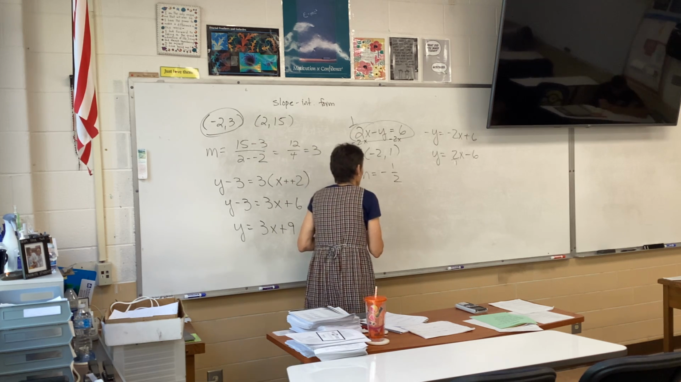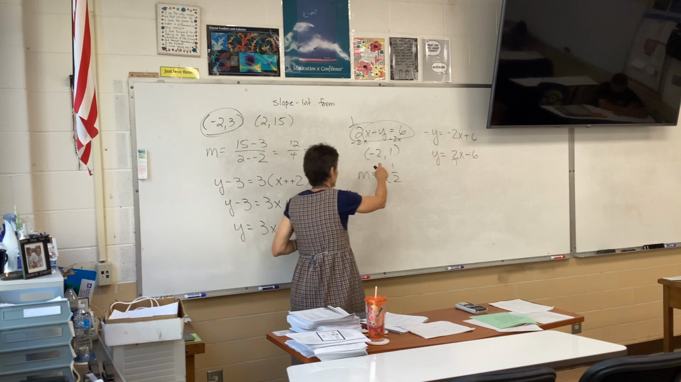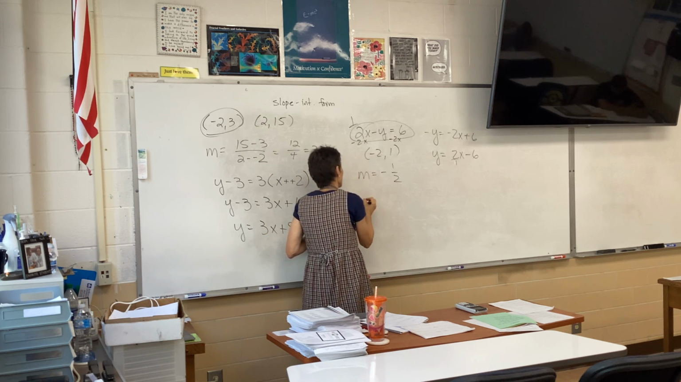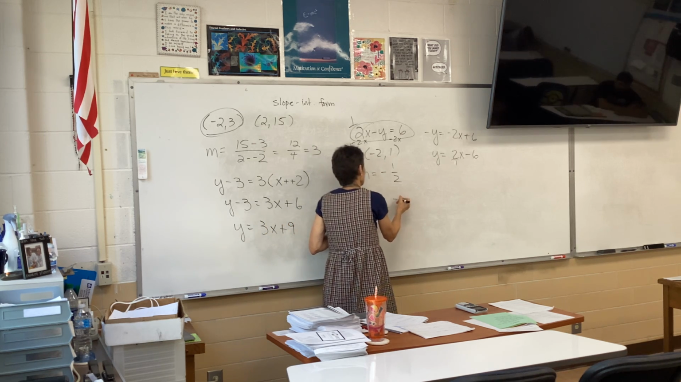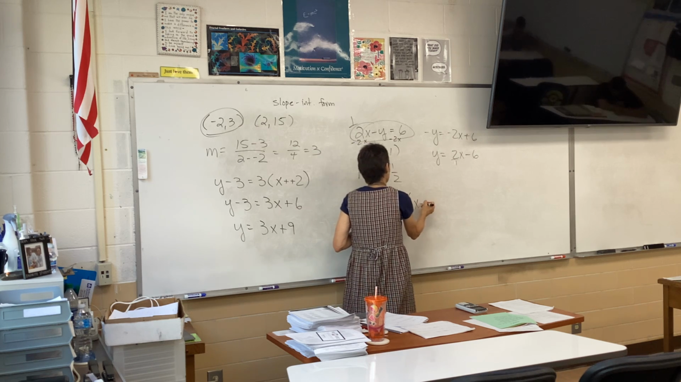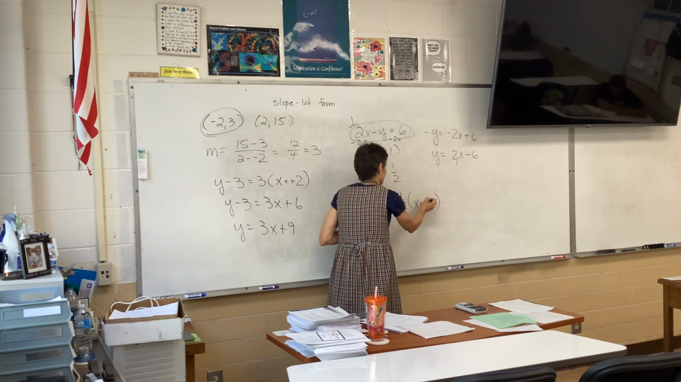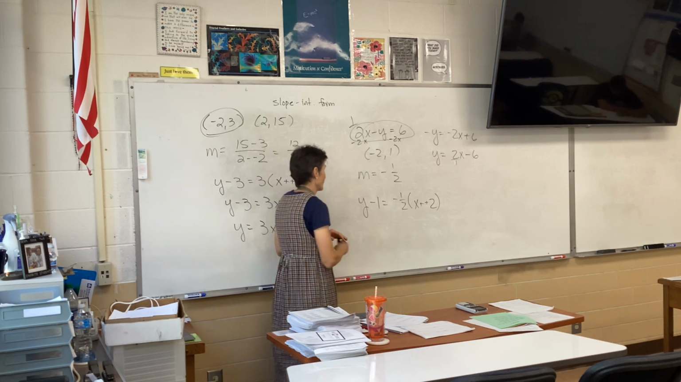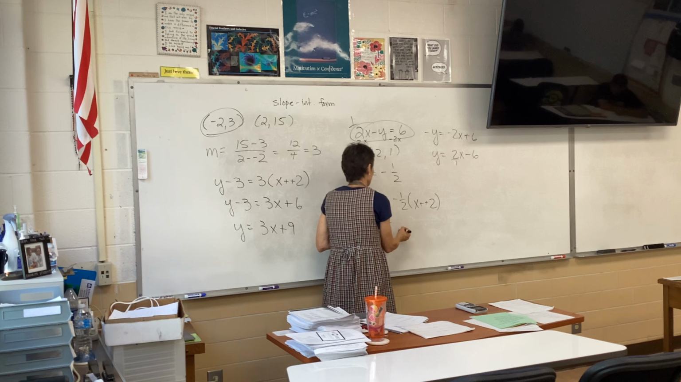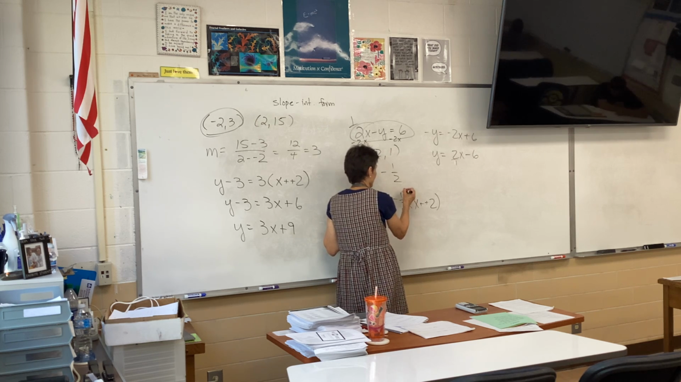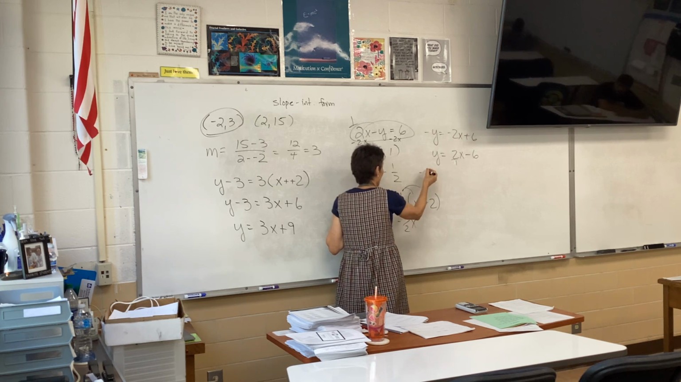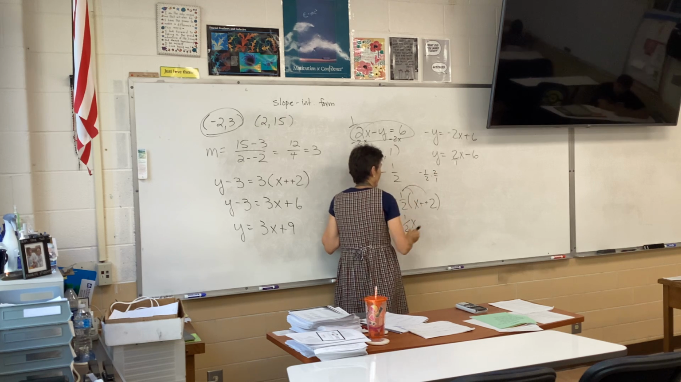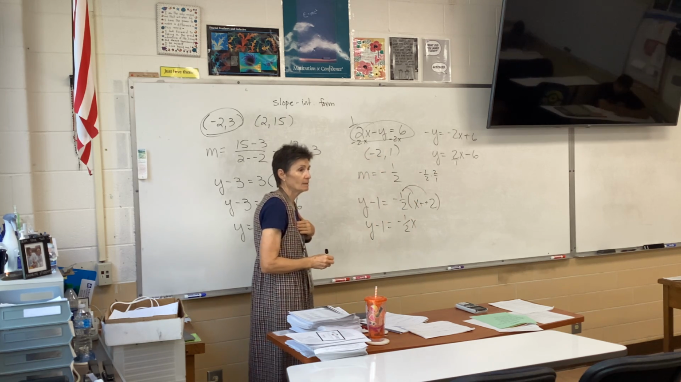All right, so now I'm ready to do exactly what I did over here. This is my only point, so I have to use it. Y minus 1 equals negative 1/2 x minus negative 2. So y minus 1, now I'm going to distribute here, just like I always do. Negative 1/2 x, what is negative 1/2 times 2 over 1? What does that end up equaling? Negative 1.